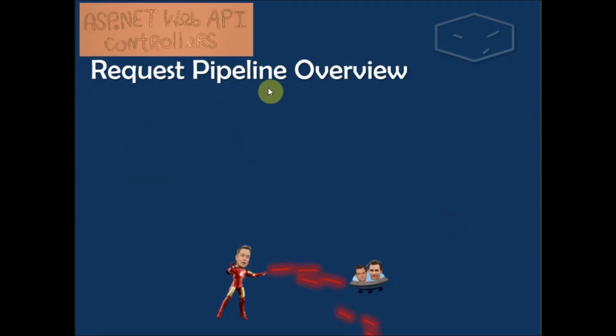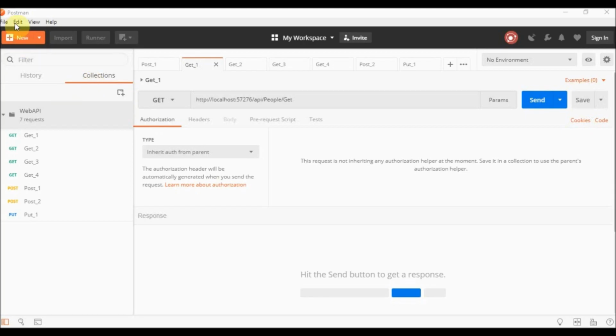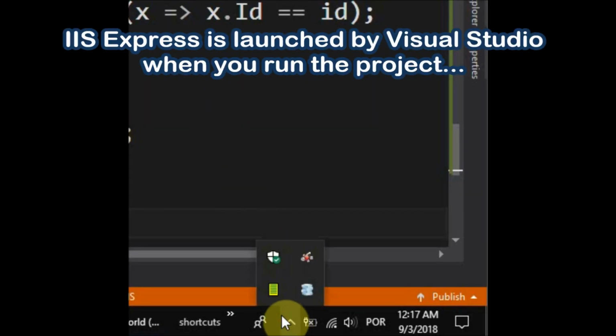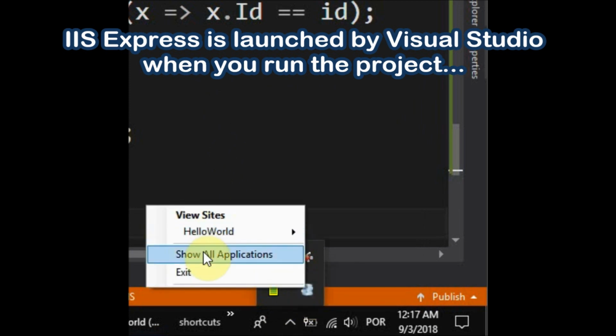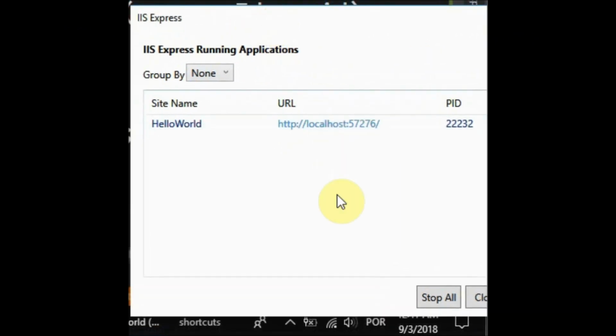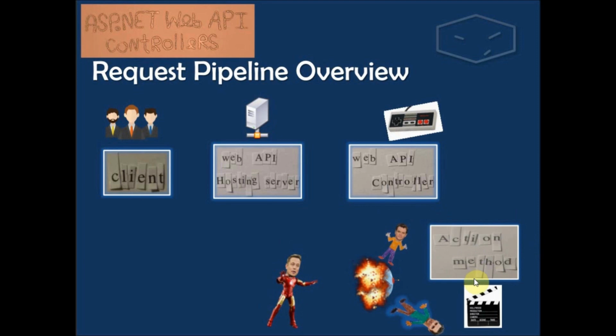Now the request pipeline overview. First we have the client. In our case the client is the postman. Okay, we have the web API hosting server, that is the IIS Express that you can find here. If we go here, show all applications, and we have these. We have the web API controller, the code, the class that we created, and we have action methods.